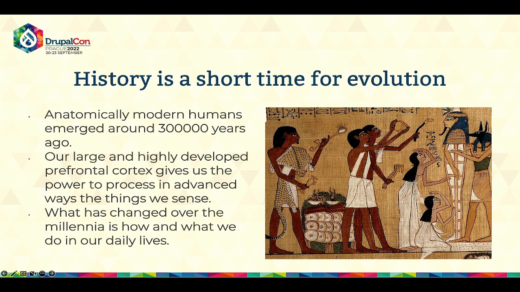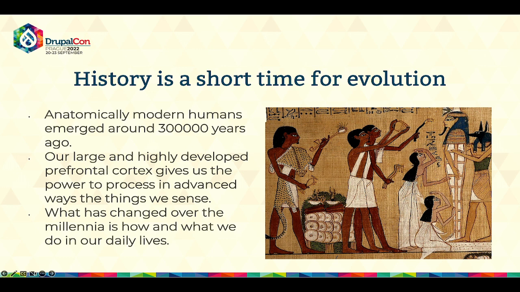Written history is a very short time for evolution. Anatomically modern humans emerged around 300,000 years ago, and by that time our large and highly developed prefrontal cortex started giving us the power to process the things we sense in a quite advanced way. One of the things that differentiates us from other mammals is our highly developed prefrontal cortex. But what has changed over the millennia is how and what we do in our daily lives.